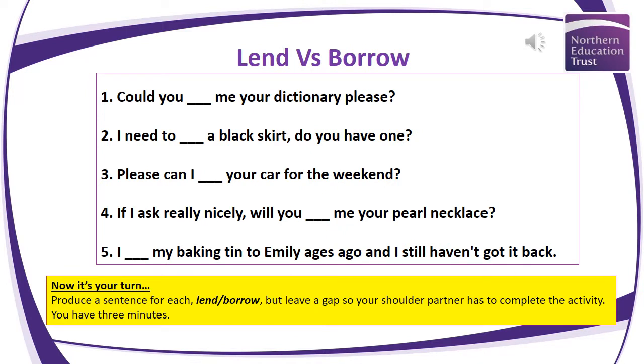On the slide in front of you, you have got an example that you can again drop into a starter activity, and again you can revisit it in a plenary, just to ensure that they are picking up that mental process and they're using it in their work. Again, all you would need to do is change those sentences, and you could perhaps give them a little task to produce a sentence for each lend and borrow, but leave a gap so your shoulder partner has to complete the activity. So it's really giving them the opportunity to go into their long-term memory and to think deeper about what's necessary to get those sentences correct.